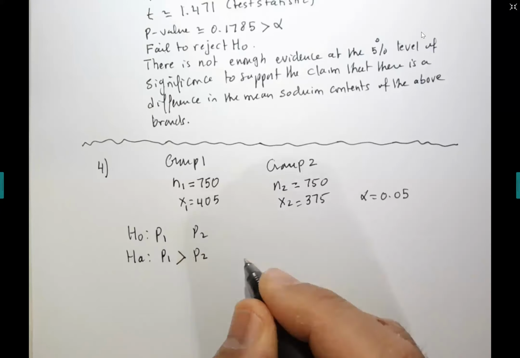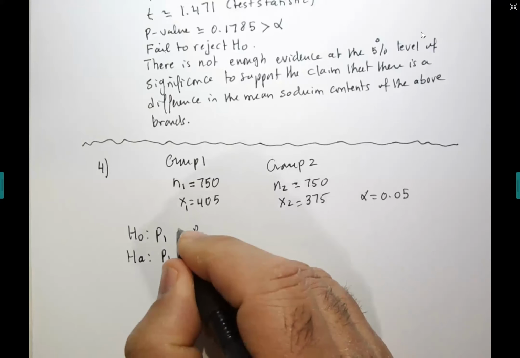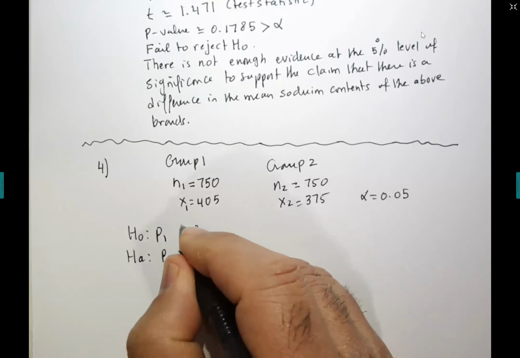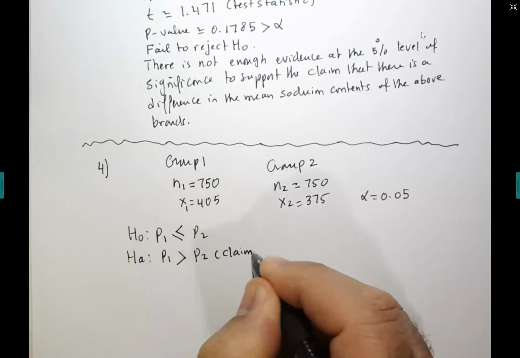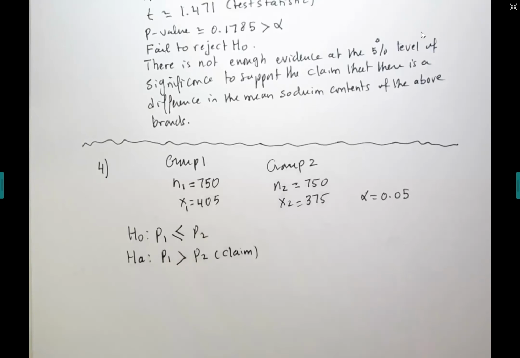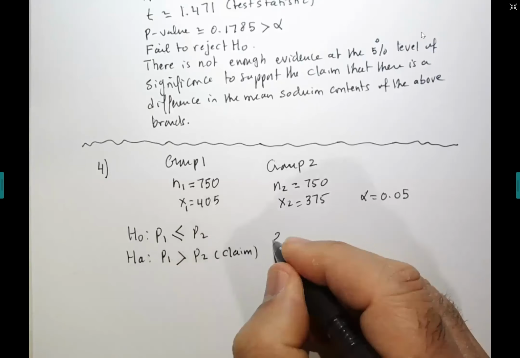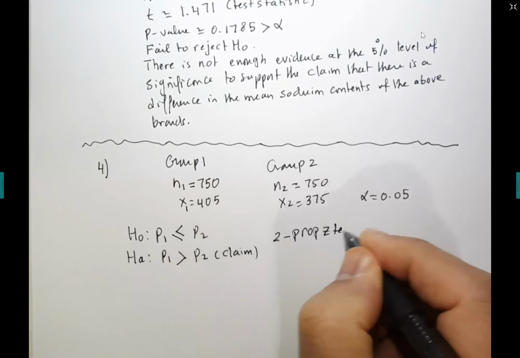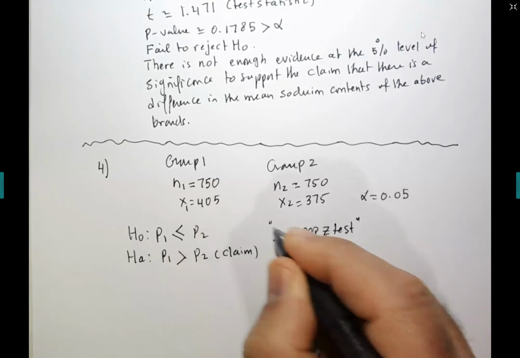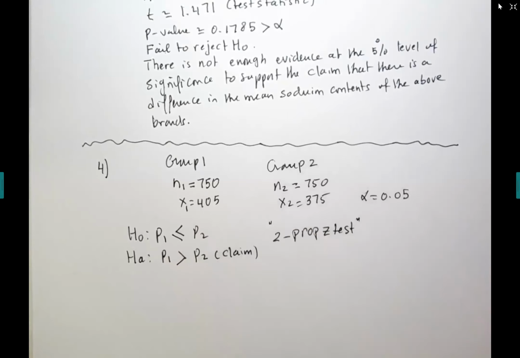Then P2, and P1 is less than or equal, and this is the claim. He said, check that P1 is bigger than P2. The proportion in P1 is bigger than P2. Okay, guys, this is a 2 prop Z test. This is the only test for proportion, so it shouldn't be confusing at all.